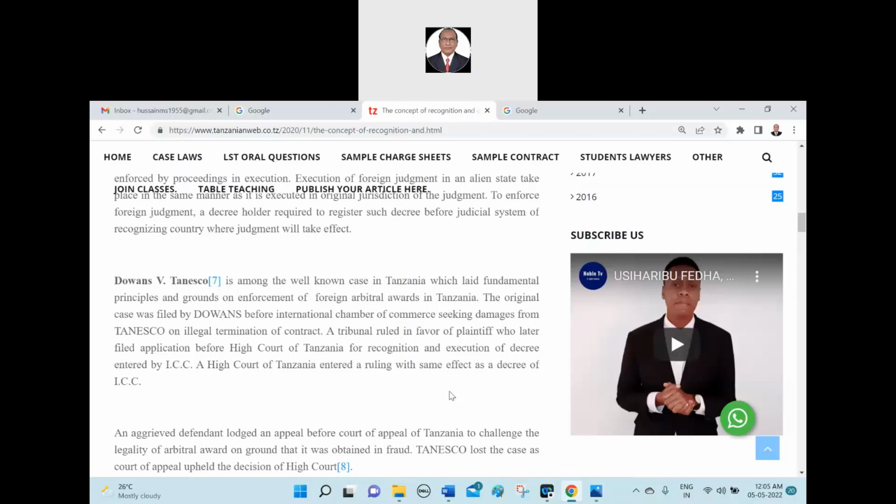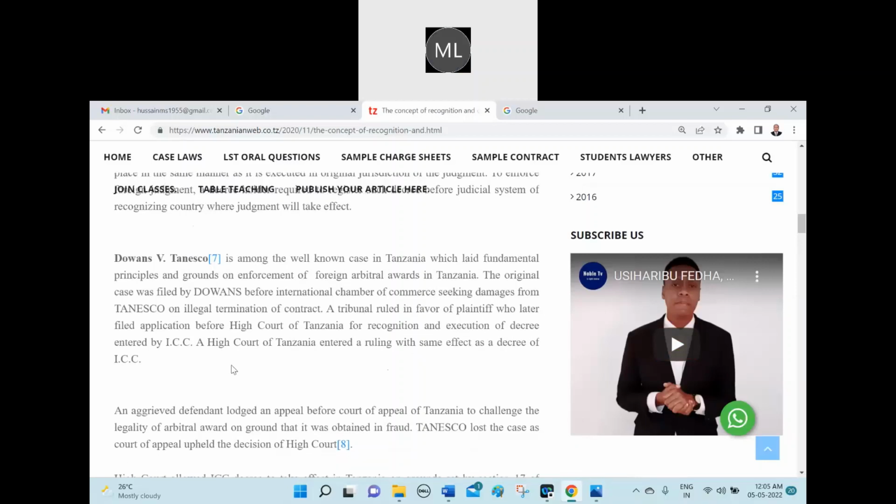Foreign judgment. Yes. And this Richmond Dons and Tanesco case, we already read it. This is the first case law in arbitration where recognition and enforcement of an arbitration award was held in Tanzania, because the ICC tribunal gave the judgment in favor of Richmond Dons, and they said it was agreed by both the parties.